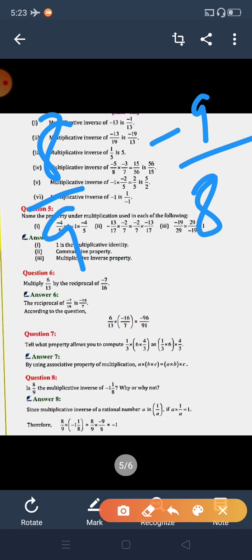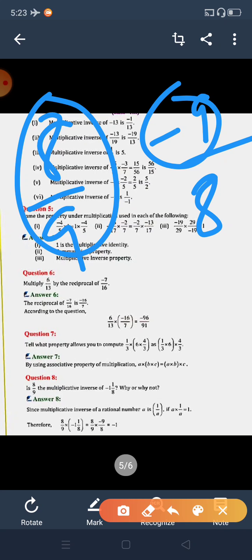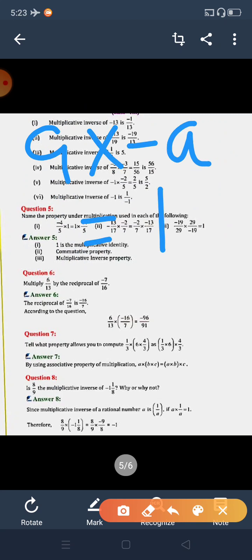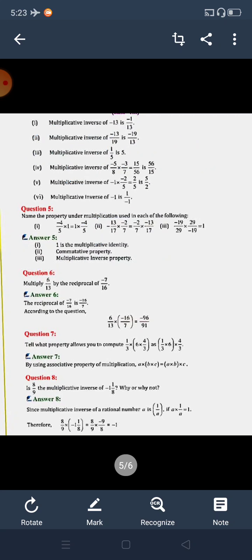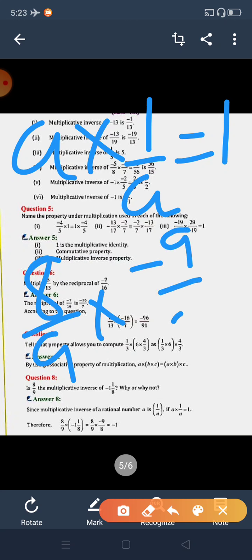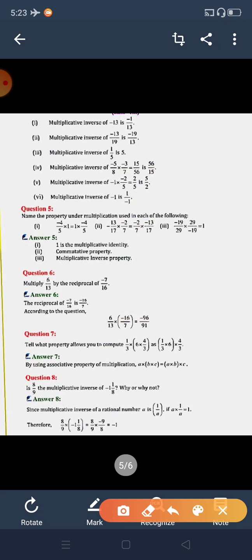So this is not the multiplicative inverse. Why? Because here it is minus, here it is plus. We have changed the sign. For a multiplicative inverse, a multiply 1 by a must be 1. But if you multiply 8 by 9 with minus 9 by 8, the answer is minus 1. Since 1 is not equal to minus 1, this is not true. So we can say that minus 9 by 8 is not the multiplicative inverse of 8 by 9.